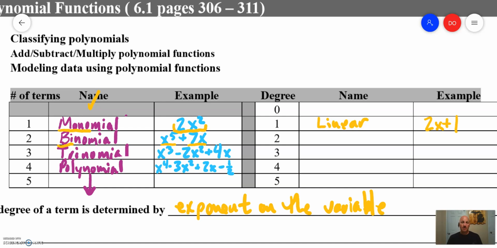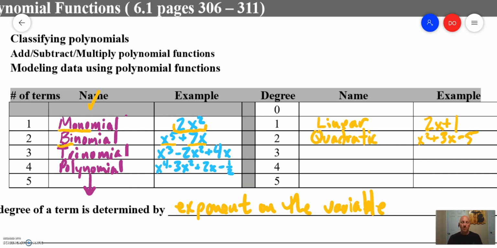And then we just came out of the quadratic unit, where if you think back, the highest exponent on any input was a 2. And so when the degree is 2, when the exponent on the input, the highest value, is 2, that was called a quadratic polynomial. So an example would be x squared plus 3x minus 5, where the largest exponent on any input would be 2.